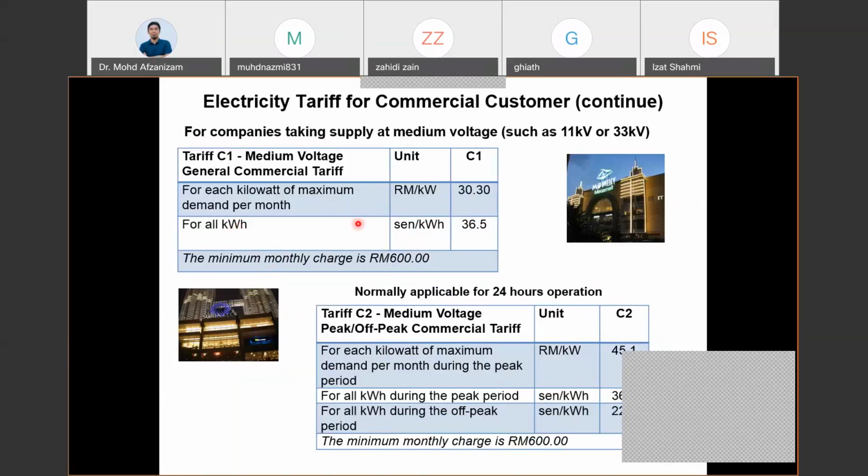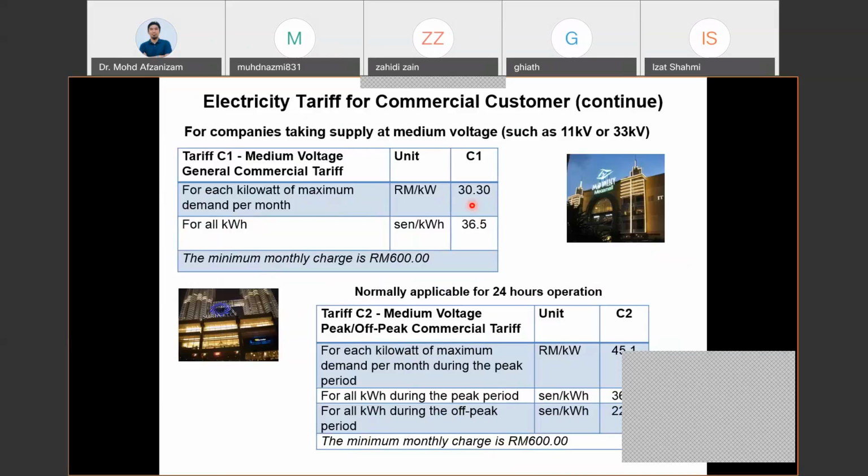So they do not go for a certain specific range of kilowatt hour. They just go for all kilowatt hour for this medium voltage commercial. Okay. So if you can see this one, each kilowatt of maximum demand per month gives you 30 ringgit per kilowatt. So you need to be very careful to ensure that your organization is not running at a loss due to paying the high rate of the electricity bill.